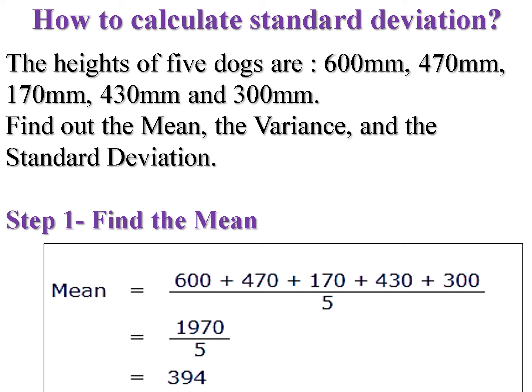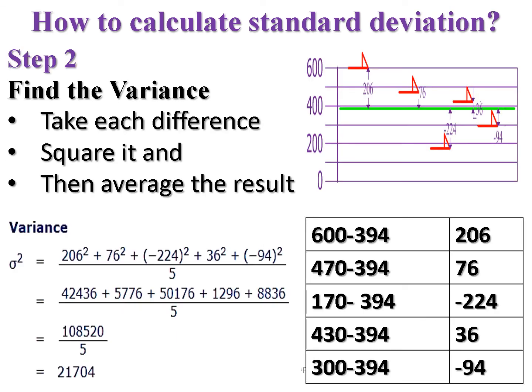Now you have to find the variance. To find the variance, here's the calculation. Take each difference, that means dog 1, 600 minus mean 394. Then dog 2, 470 minus mean 394. Then dog 3, 170 is the height minus the mean. Like that for all the 5 dogs you have to calculate. Then finally by applying this formula you can find out the variance. So here you get 21,704.